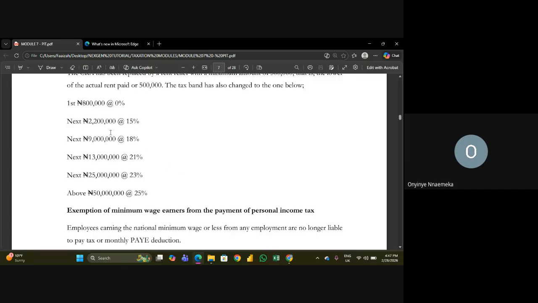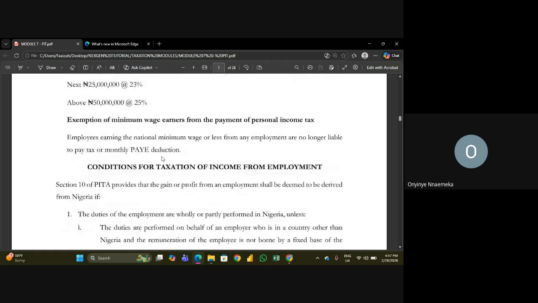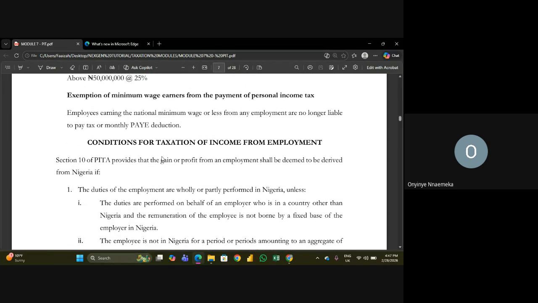So this tax band, we are not following this tax band for your diet, please. We are not following it for your diet. We are using the old regime. I already talked about minimum tax conditions for taxation of income from employment. We are still on payee.